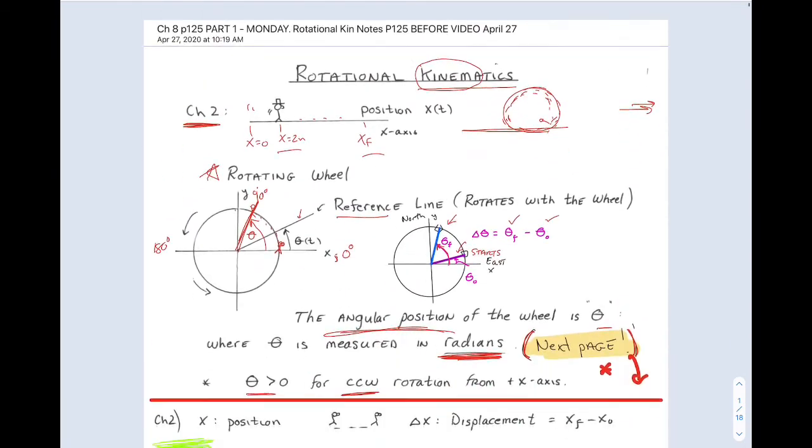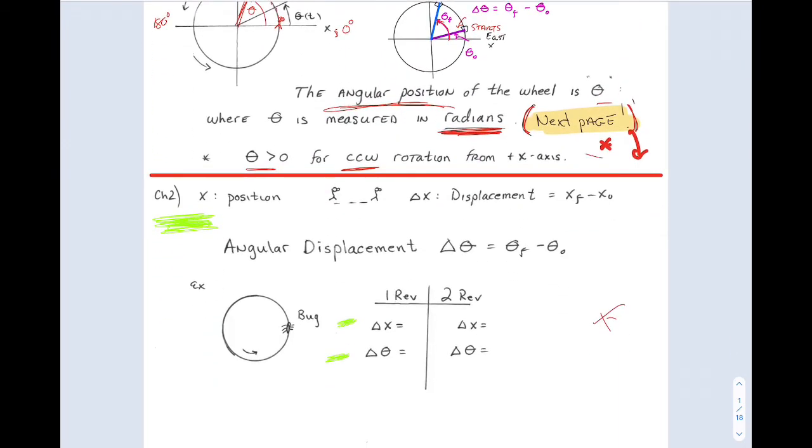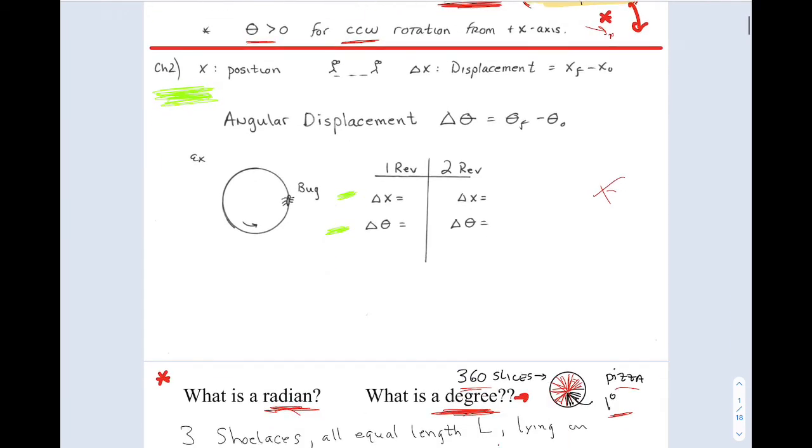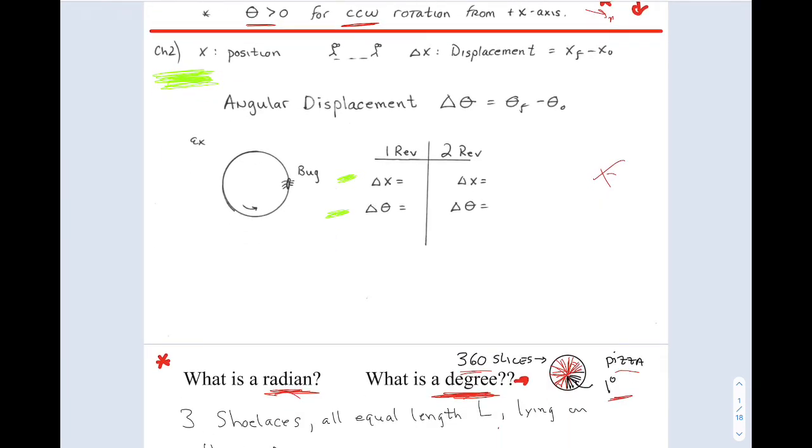Okay, so I want to go back to page 1, because we jumped off of that right here. In chapter 2, x was the position. That's you walking along the road, or the car. Remember the gremlin that went down the road? x was your position. Delta x was your displacement, that's your change in position. So just like we have an angular position of the bug, maybe the bug here is at 0 degrees, even though it's supposed to be in radians, and maybe later the angular position is 30 degrees. So you can have an angular displacement.